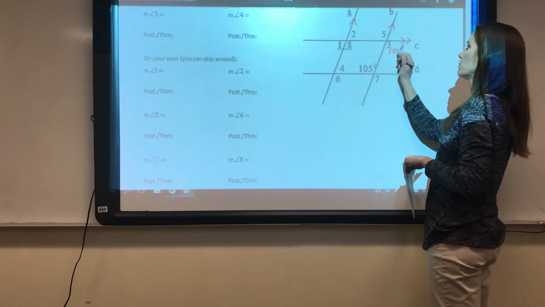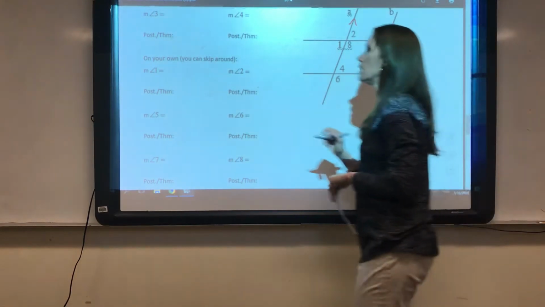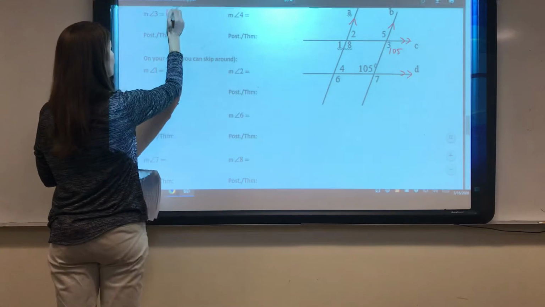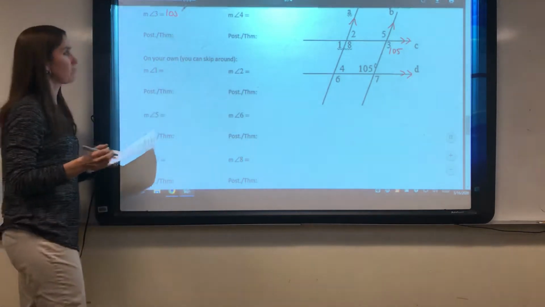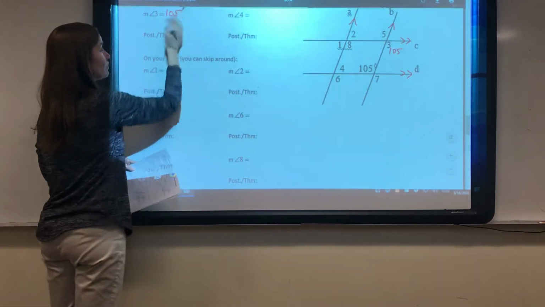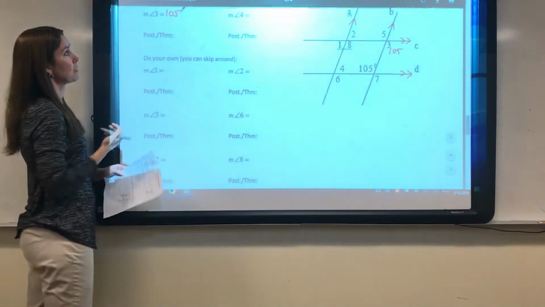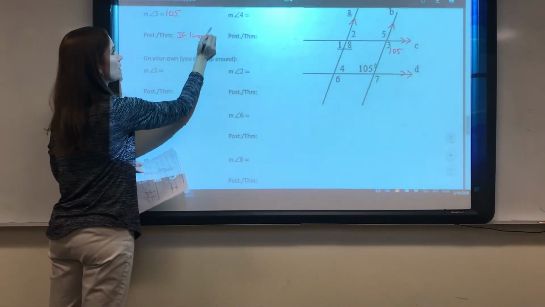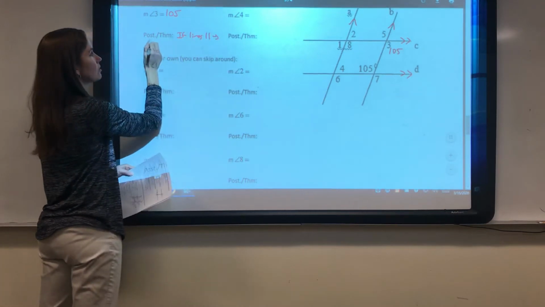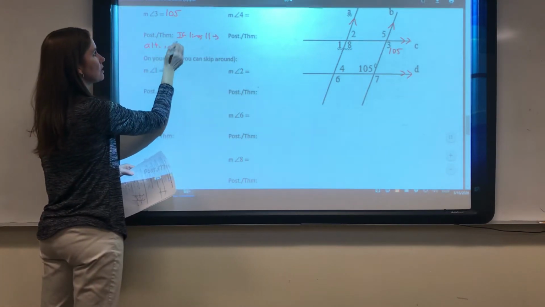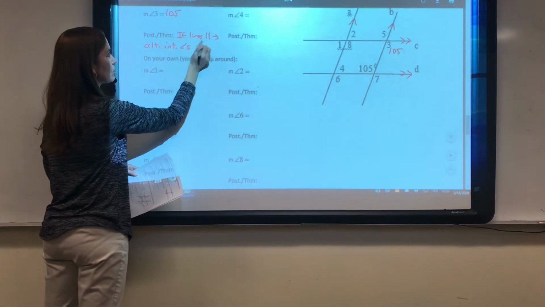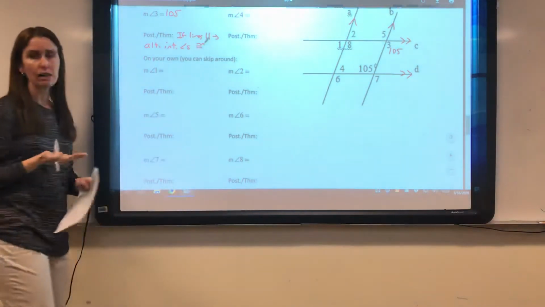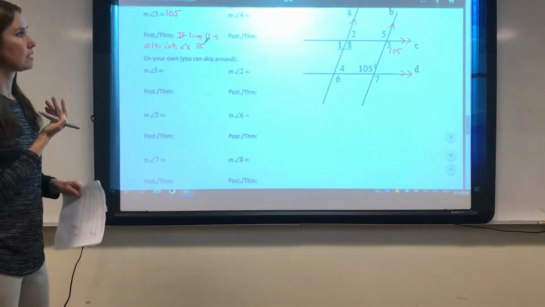So that must be 105 also, and so I can put 105 here, and then for my reason, I need to put the same abbreviated reason we were putting up there. If lines parallel, then alternate interior angles congruent. Whatever reason I'm using to figure out that answer, I need to put that reason here.